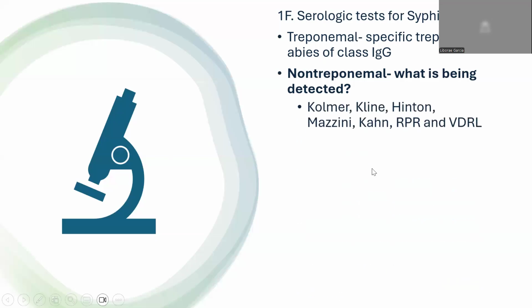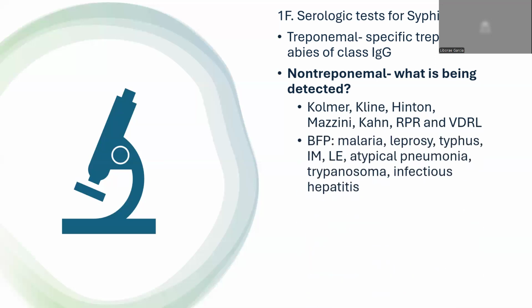So what are examples of your non-treponemal tests? You have your Kolmer, Kline, Hinton, Mazzini, CAN, RPR, and VDRL. As mentioned, it is not specific for syphilis. So you have the biologic false positives: malaria, leprosy, typhus, infectious mononucleosis, lupus, atypical pneumonia, trypanosomal infections, and infectious hepatitis.